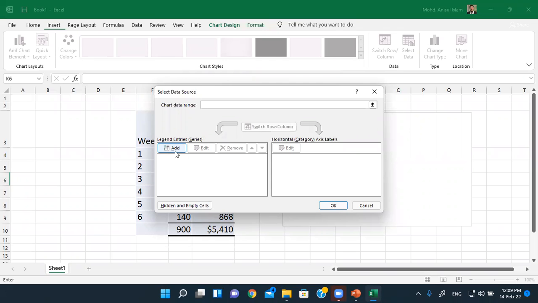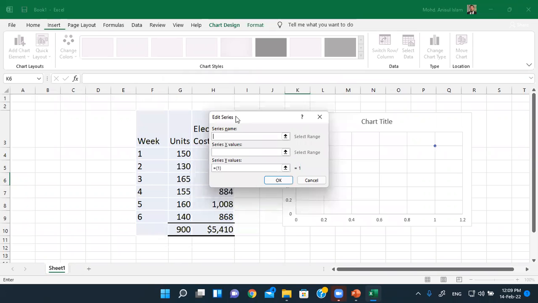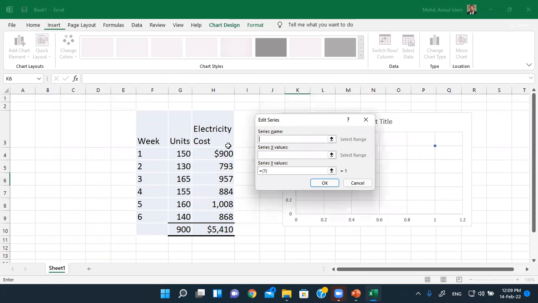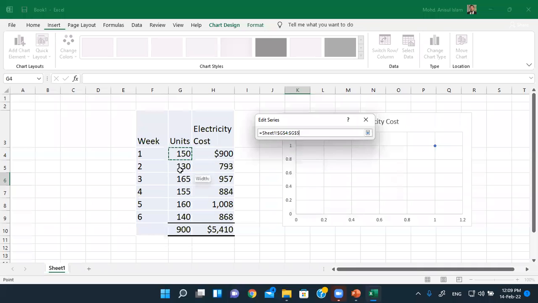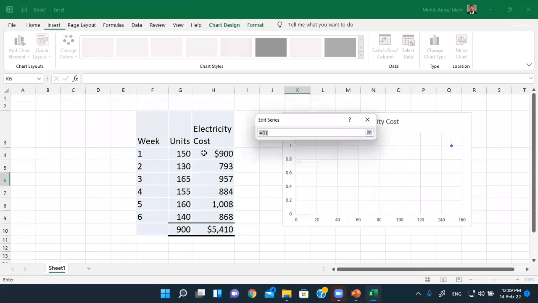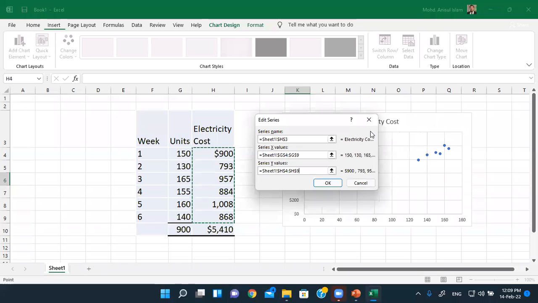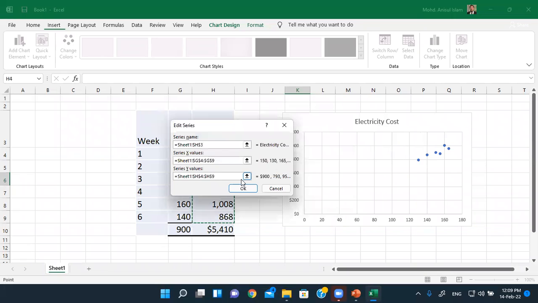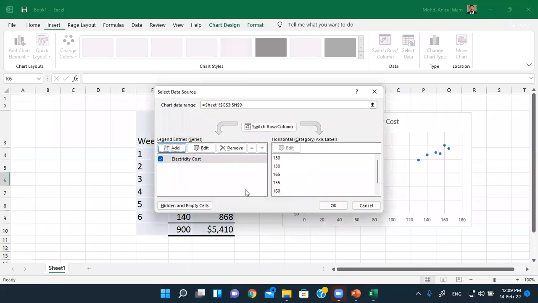Our dependent variable should be here. Our dependent variable name is the electricity cost, and the X values, our independent variable, is the number of units of the stopwatch or smartwatch. I can't recall right now. Y values are electricity cost here. So let me stop here.